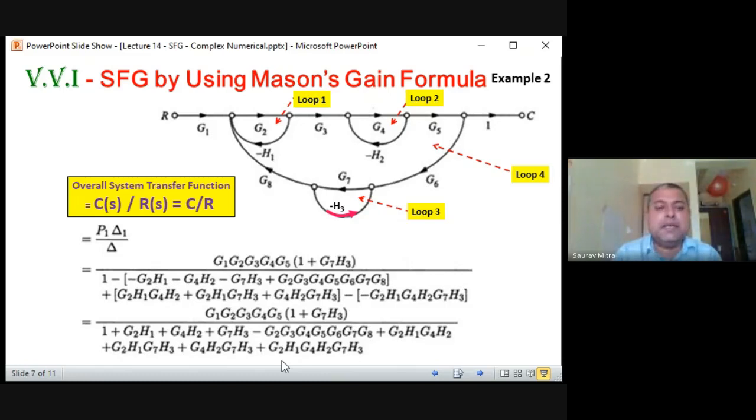In the numerator we find there is only one P1 multiplied by delta k, that is delta 1. So there are two terms in the numerator, and around 8 or 9 terms in the denominator. So this is quite a complex numerical. There are 2 terms in the numerator and 9 terms in the denominator. So with this, the first lecture on signal flow graph finishes. Thank you.